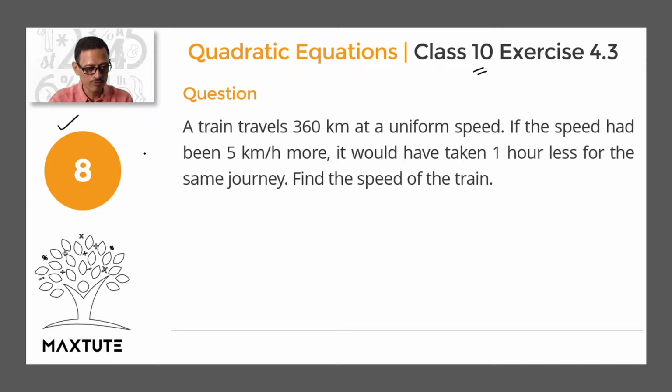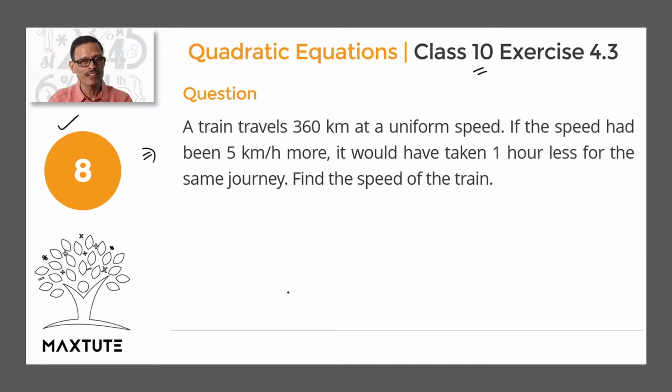Let's look at this question. Follow this question carefully because I've seen a question of this kind appear too many times in different board papers across the years. A train travels 360 km at a uniform speed. If the speed had been 5 km per hour more, it would have taken 1 hour less for the same journey. Find the speed of the train.